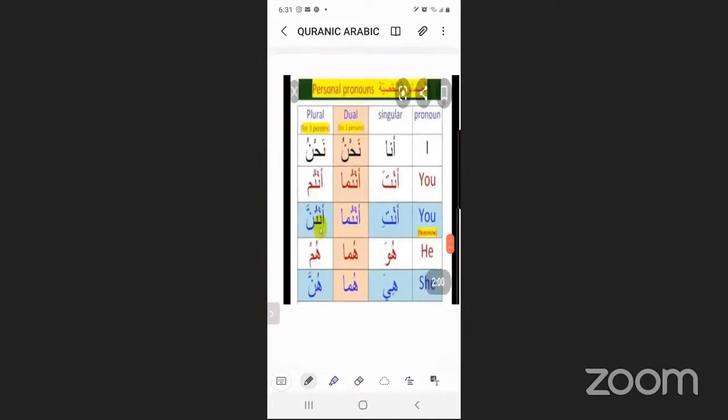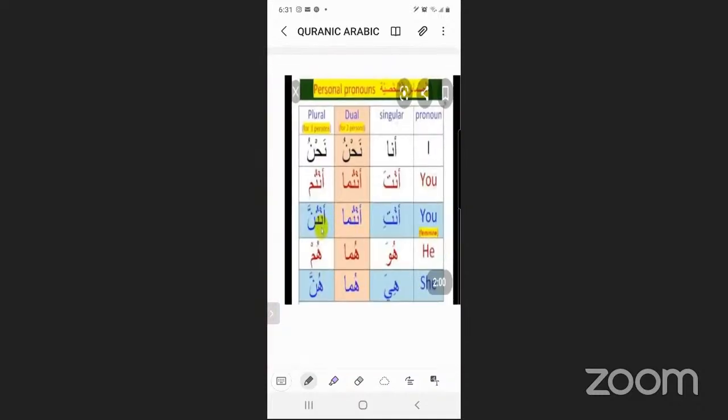The chart to memorize is the pronouns: I, singular ana, dual nahnu, and plural nahnu. Huwa, huma, hum: he, singular; he, dual; and he, plural. Hiya, huma, humna: hiya is for she, huma is two, and humna is female, more than two. Huwa is one, huma is two, and hum is three or more.